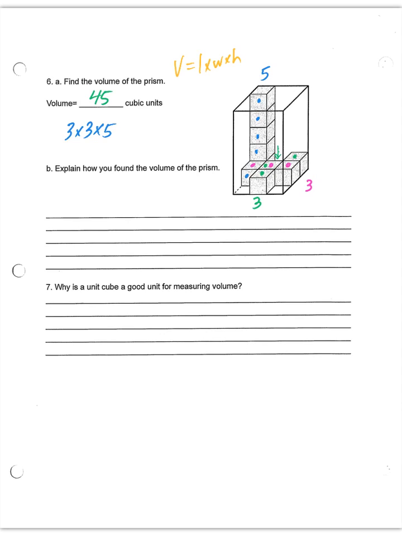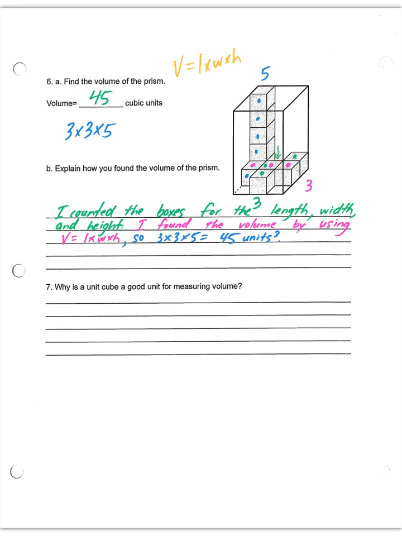Now explain how you found the volume of the prism. We could say, I counted the boxes for the length, width, and height. I found the volume by using V equals L times W times H, which stands for the length, width, and height, so that 3 times 3 times 5 equals 45 units cubed, or you could say cubic units.